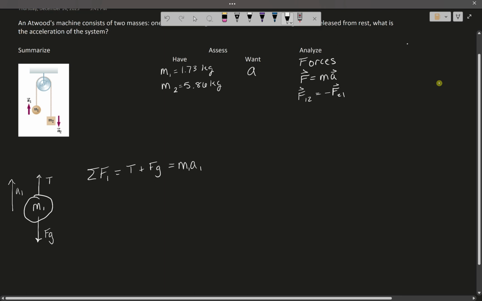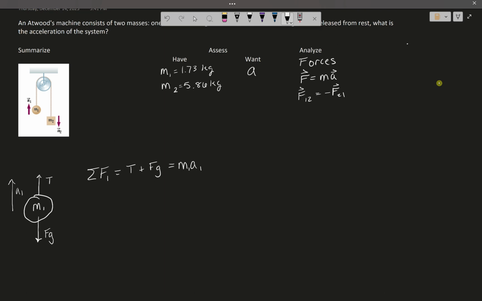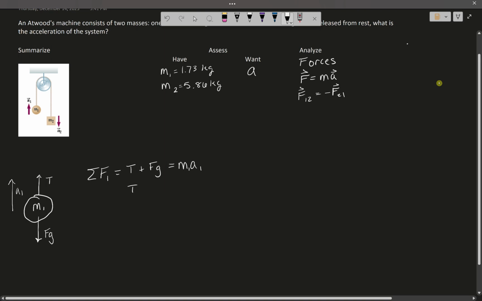The next thing I want to do is include the directionality here. So I know that my tension force is going to be in the positive direction, my force of gravity is going to be in the negative direction, and my total acceleration of this object is going to be in the positive direction.